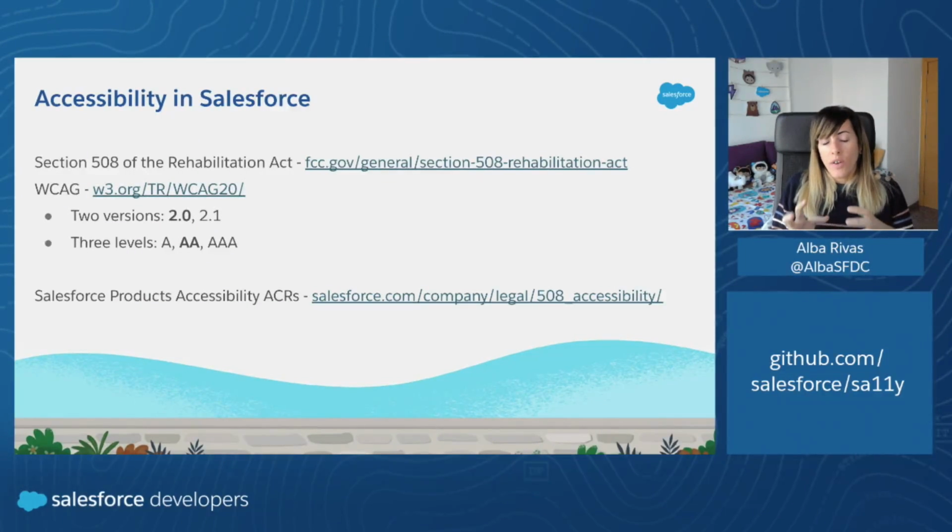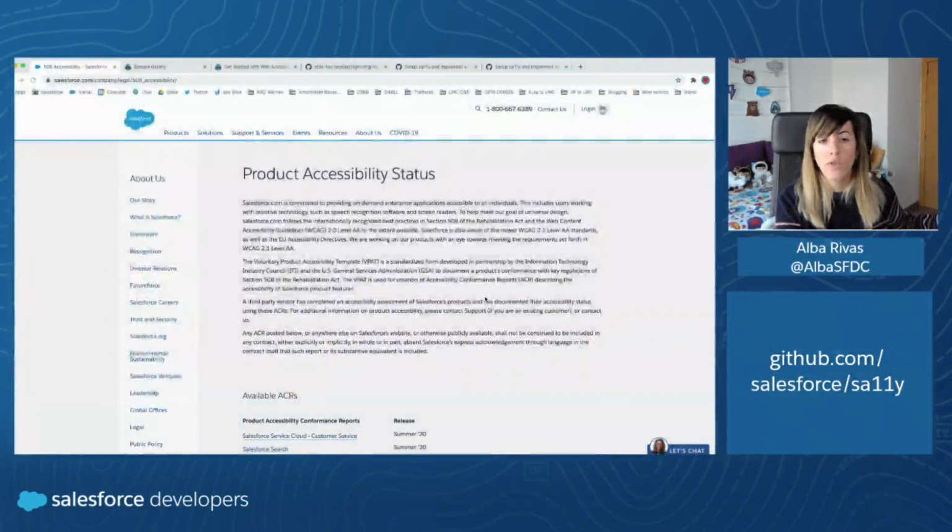So we try to enforce accessibility best practices internally, and we try to be transparent with that. So what we do is that we publish a report for each product. These are called ACRs, which is Accessibility Conformance Report. And if you want to take a look at them, you can go to this link here. I'm going to show it to you.